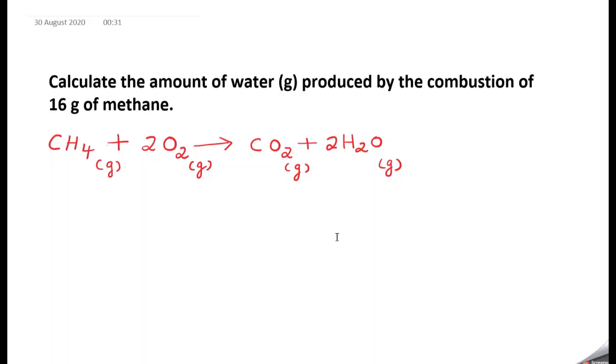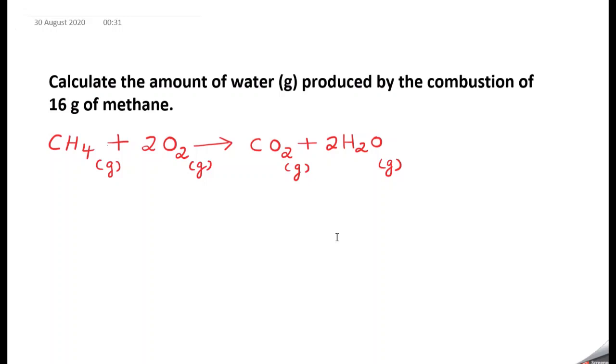So the first question that we are going to discuss here is, I hope you could see the question. Calculate the amount of water produced by the combustion of 16 gram of methane. Okay, so I have written the equation here. Methane means CH4, and combustion means it happens in the presence of oxygen.